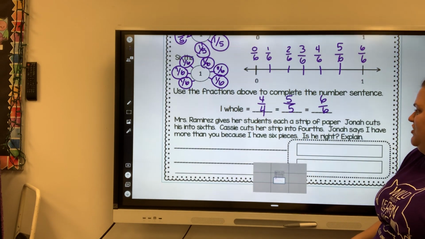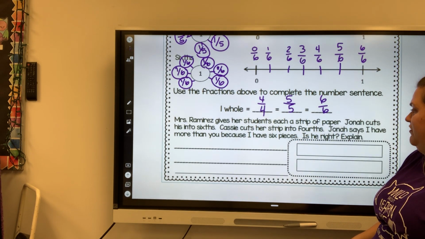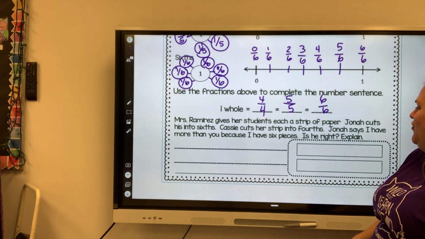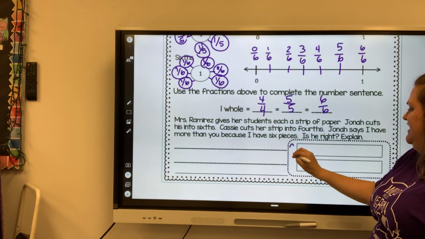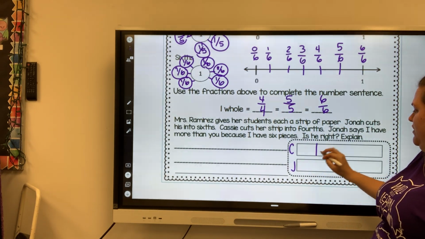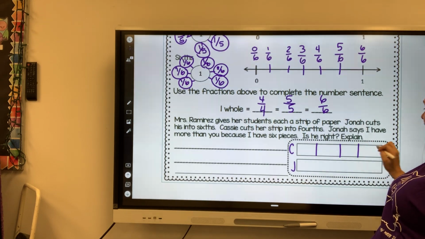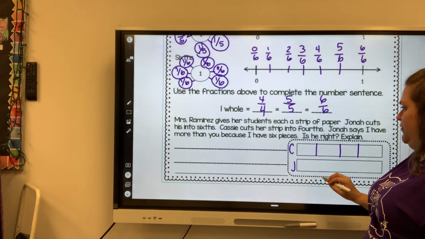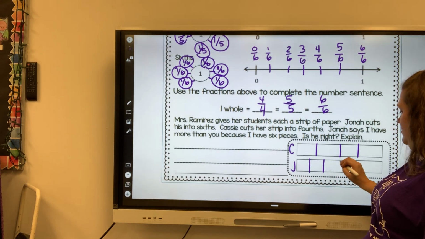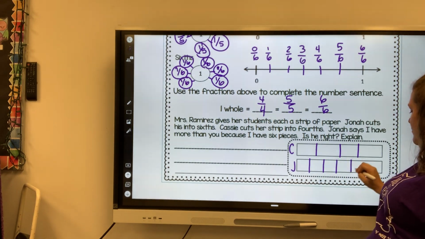Mrs. Ramirez gives each of her students a strip of paper. Jonah cuts it into 6. Cassie cuts her strip into 4ths. Jonah says, I have more than you because I have 6 pieces. Is he right? Explain. So we're going to put a C here for Cassie and a J here for Jonah. Cassie's going to cut her strip into 4s. 1, 2, 3, 4. And then Jonah's going to do his into 6 pieces. 1, 2, 3, 4, 5.